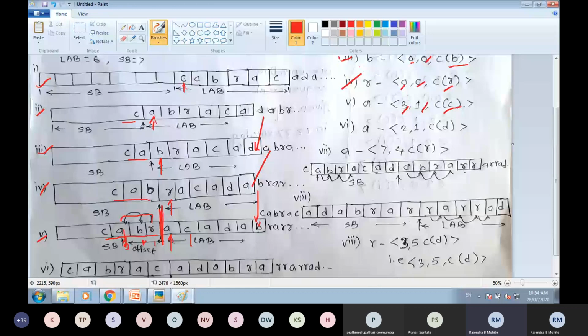So I am repeating the same thing again here. Once you design the window, we try to find the match for this A. This is the pointer to find the match from the search buffer. Is A present in the search buffer? Yes, it is present here. From this pointer, A is present at the third position.